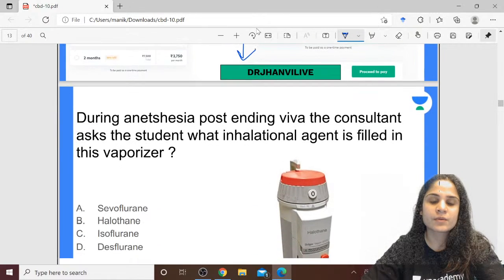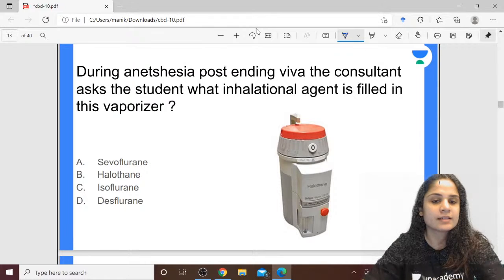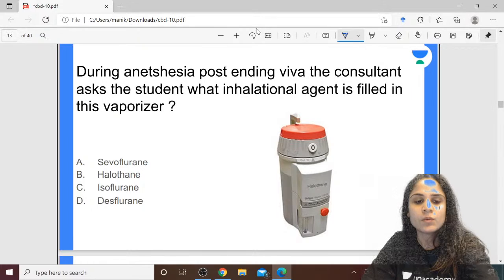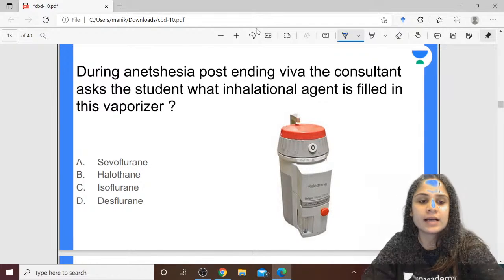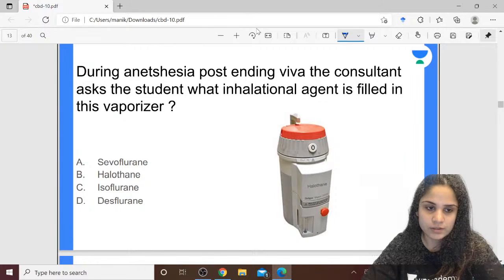This is the first question that we have. During anesthesia post-ending viva, the consultant asks the student what inhalational agent is filled in this vaporizer. What is your answer? Sevoflurane, halofluorine, halothane, isoflurane or desflurane? So you guys can answer in the chat box. I will be able to see your answers in the chat box.